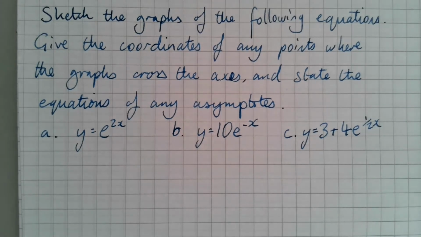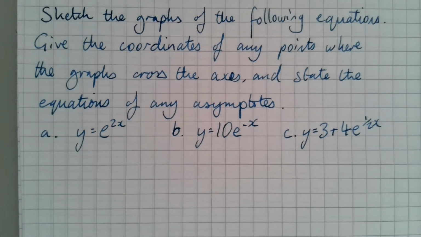So here's the next example, or 3 examples, so write it down. What we're going to have to do is sketch all of the equations and give the coordinates of any points where they cross the axes. Effectively, that's generally the y-axis, but not always, only then. And state the equations of any asymptote. So pause the video, have a little go, but I would say use your calculators, because that's the way I'm going to show you to do it.